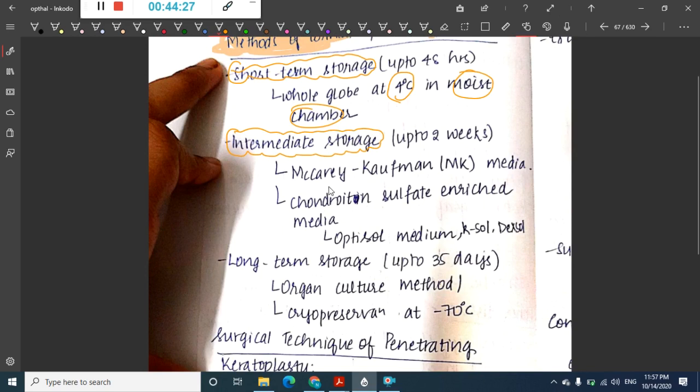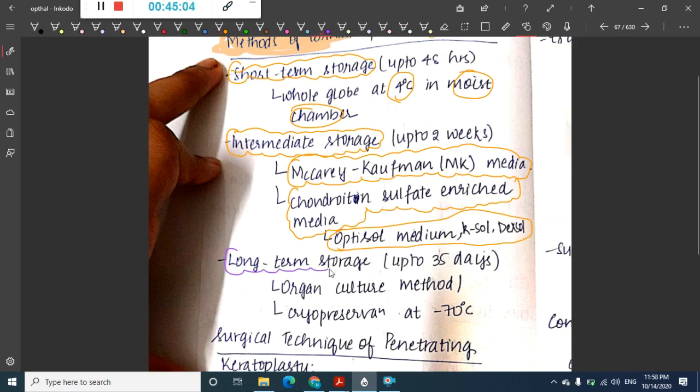In intermediate storage, we can use two things. One, we can use McCarey-Kaufman medium, or you can use chondroitin sulfate enriched medium. Then you can also use Optisol medium, K-sol medium, or Dexasol medium. Media like Optisol, K-sol, and Dexasol can also be used.